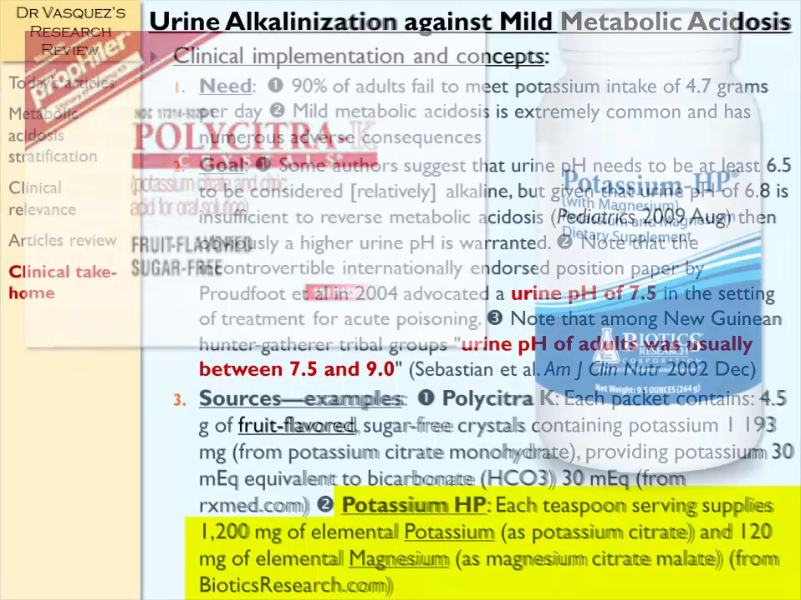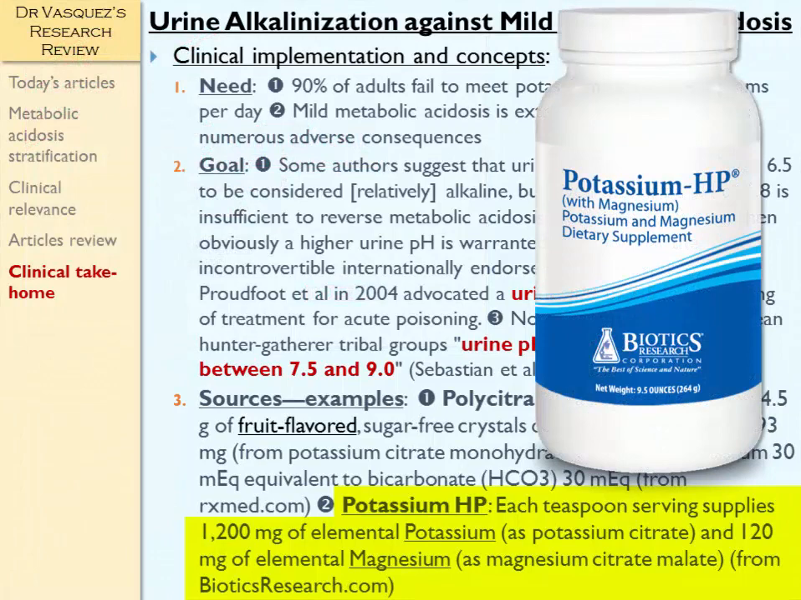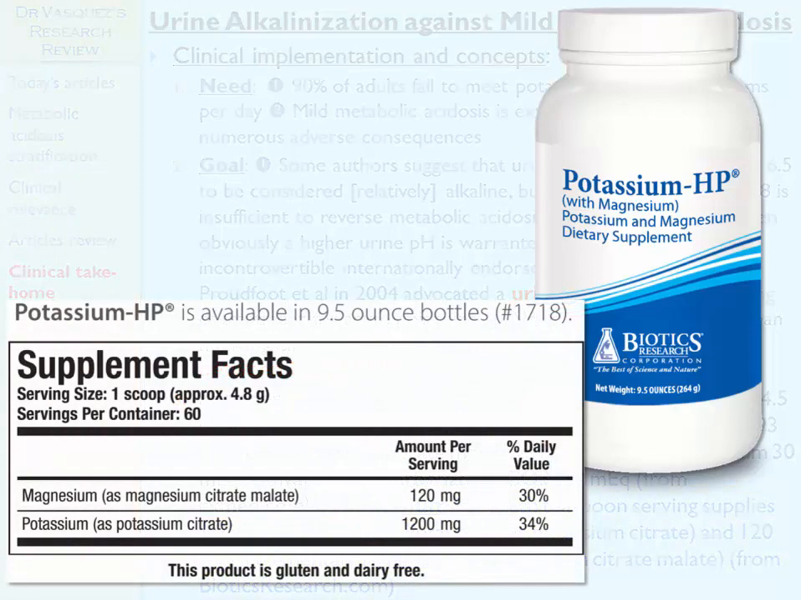Another source for potassium citrate is called potassium HP, each teaspoon providing 1,200 milligrams of elemental potassium as potassium citrate, along with, for additional clinical benefit, 120 milligrams of elemental magnesium as magnesium citrate malate. This is produced from Biotics Research Corporation, and again, you can see the dosages that are provided here per scoop, which is approximately 1 teaspoon. This supplement provides magnesium as magnesium citrate malate, 120 milligrams, and potassium as potassium citrate, 1,200 milligrams. You'll also notice that the product does not contain any artificial colors, flavors, or gluten.